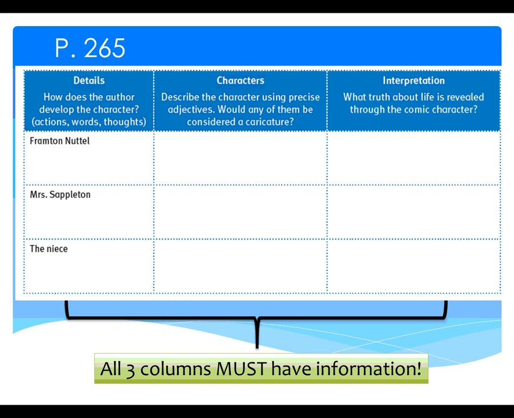All right? So it says in the left-hand column that we've got to provide details in the forms of actions, words, thoughts of the characters that kind of show us who this person is. So what exactly does Framton and what do the Nuttels say that kind of reveal their personality? In terms of the characters, the middle column, you're going to be writing down a list of precise adjectives. So how would you describe these people? And the right-hand column, the interpretation, it asks you what truth about life is revealed through this comic character. So think about what's true about their personality in the real world.